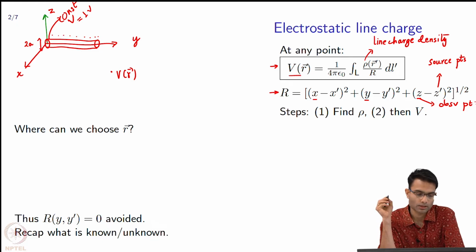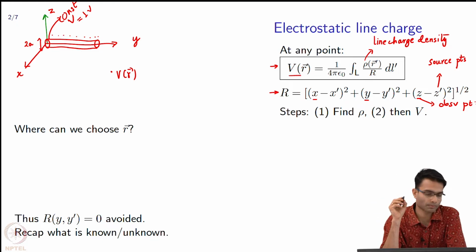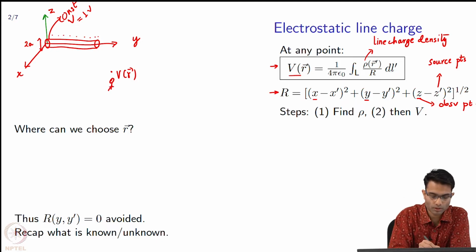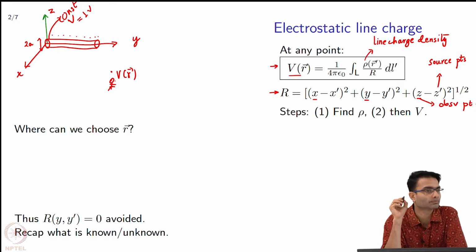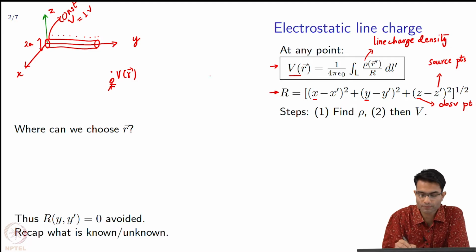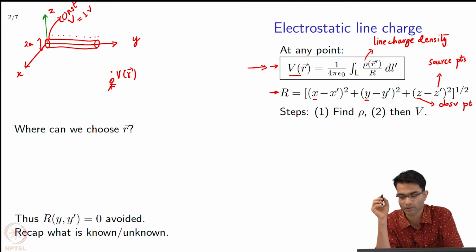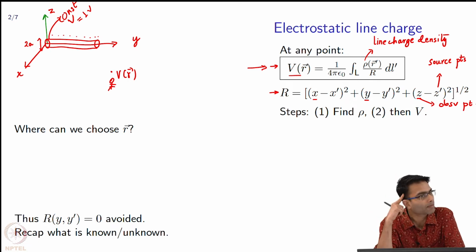Now you can sort of appreciate the problem. This observer standing over here wants to find out the potential. In order to find the potential, we have come to this expression over here, which gives me the potential as a function of all the other variables. So what is the problem? What do I know? What do I not know?